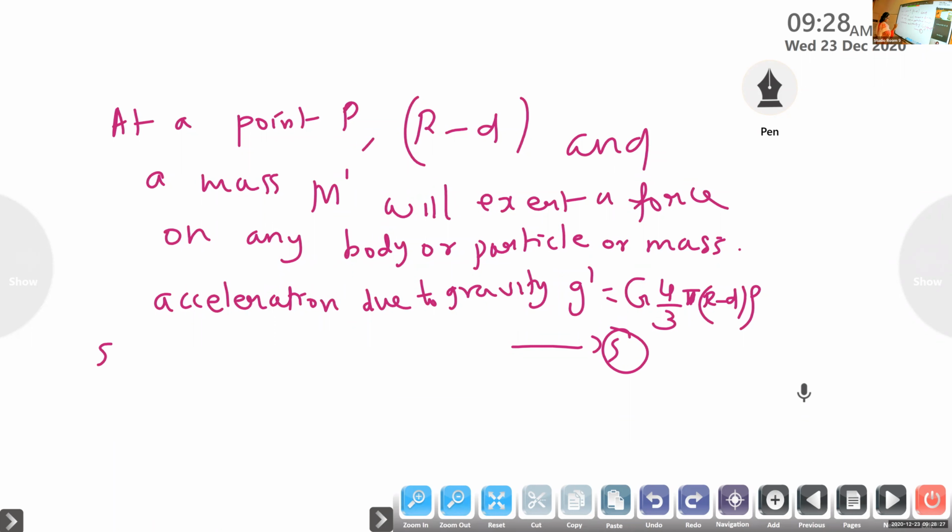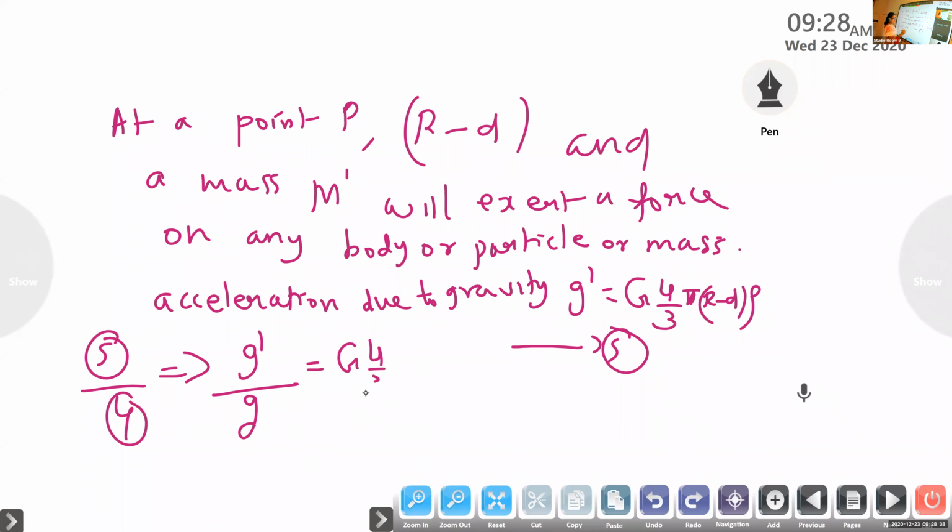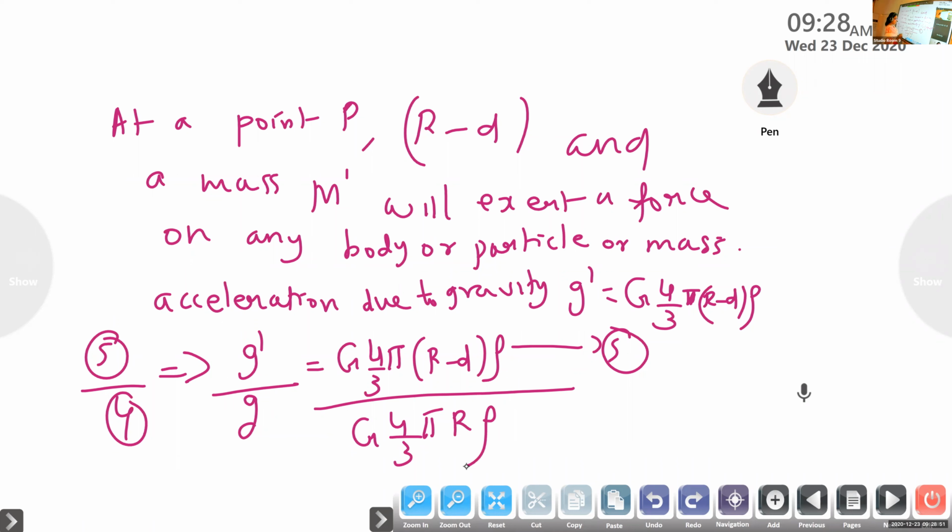So we can write 5 divided by 4, that's equal to G dash by G. Substitute and cancel the similar terms: G 4/3 pi (R minus D) rho divided by G 4/3 pi R rho. G, 4/3, pi, rho, everything got cancelled, and we are now remaining with one equation, that is (R minus D) divided by R.